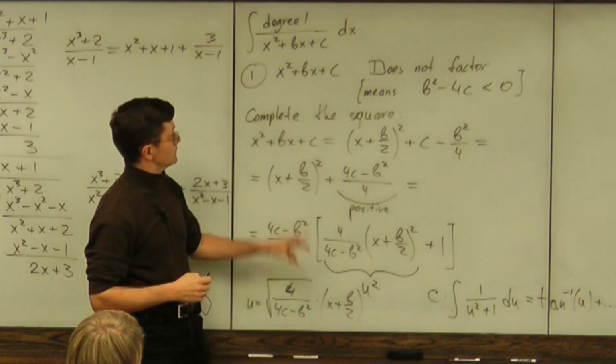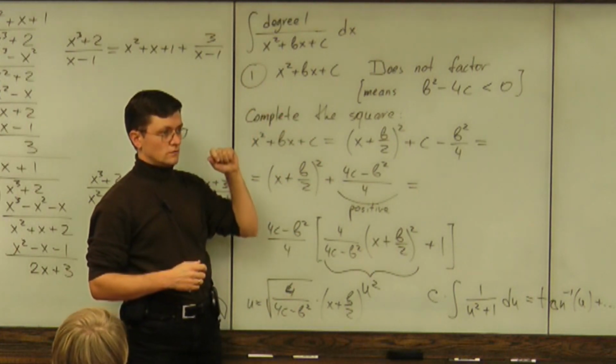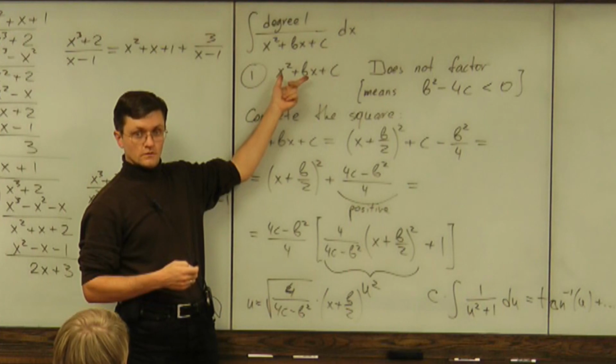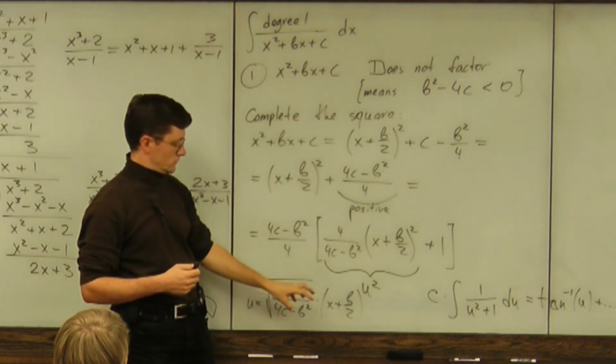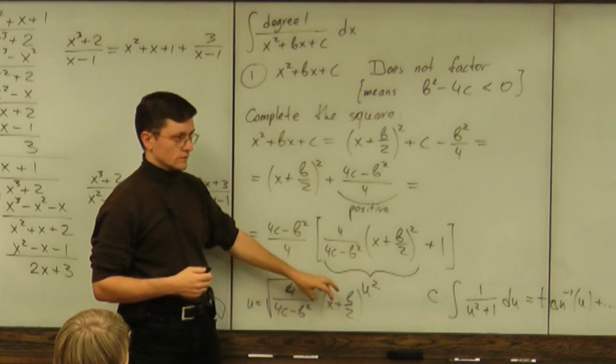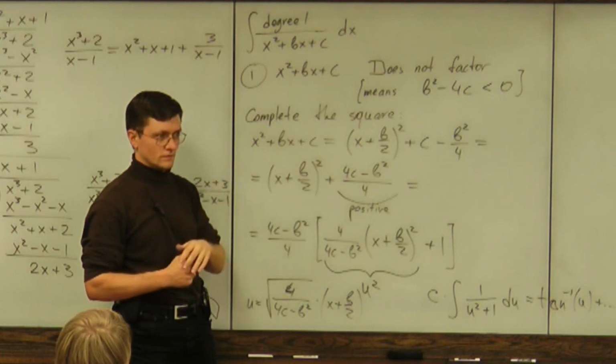So that's all you have to do in case the denominator doesn't factor. Complete the square, make this 1 plus u squared, and apply tan inverse.